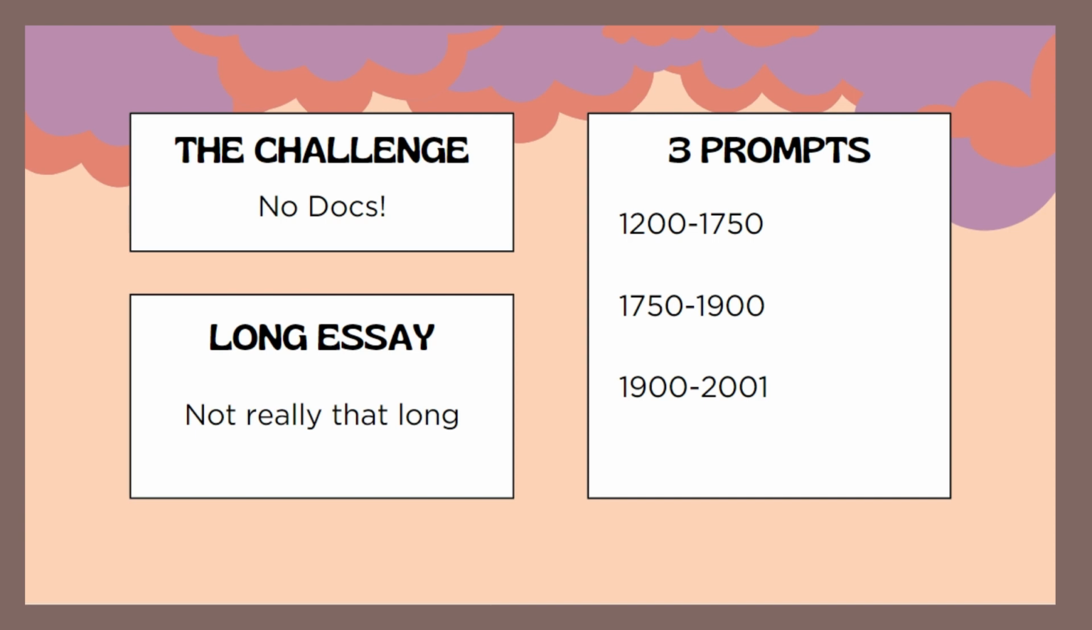Some things that we do already know about the LEQ is that you'll have 3 different prompts to choose from. This is one of those sections where you actually get to select which question you're going to be answering. They do that because it is challenging to write about something with no external stimulus to help you. So there's 3 different time periods, which you can see here on our screen, that you'll be able to choose a prompt from. Which is nice because then you can really focus on the time period that you know most about, which I think for most of my students is probably that 1900 to 2001 time period.